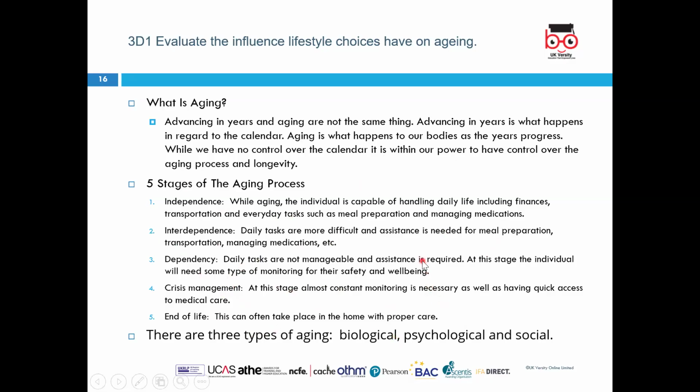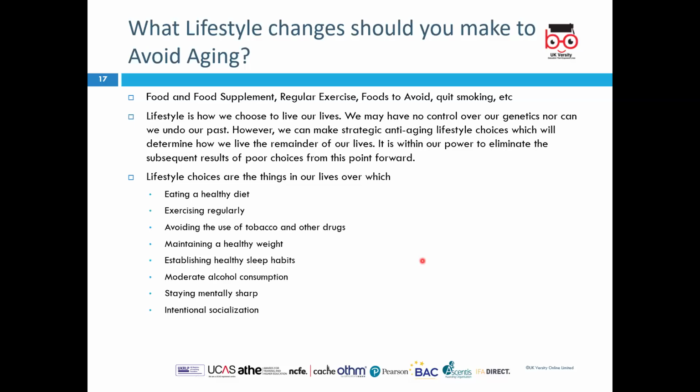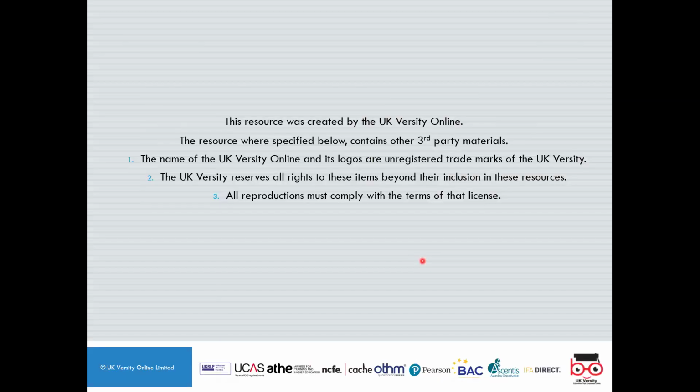There are 3 basic types of aging: biological, psychological, and social. What lifestyle factors? We all know about it: eating a healthy diet, exercising regularly, avoiding use of tobacco and other drugs, maintaining a healthy weight, establishing healthy sleeping habits, moderate alcohol consumption, staying mentally sharp, and intentional socialization. These are some of the references.